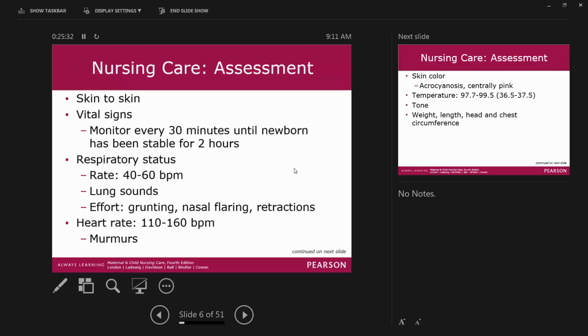And then if my heart rate is low, what's baby telling me if her heart rate is below 110? What does the heart need to beat? It needs oxygen and it needs a blood supply. So one of those things is messed up. Okay? So I'm going to jump in and intervene.